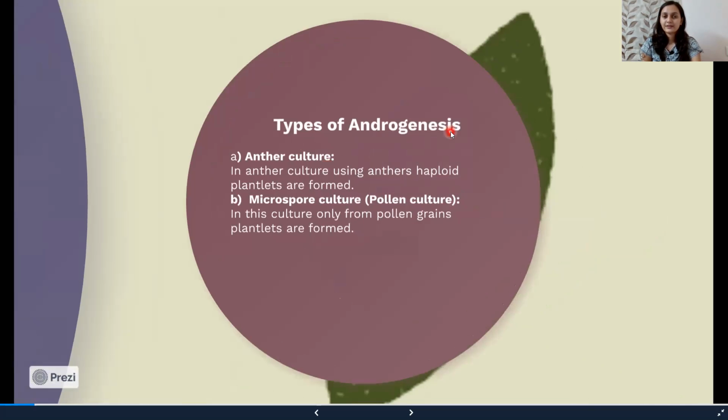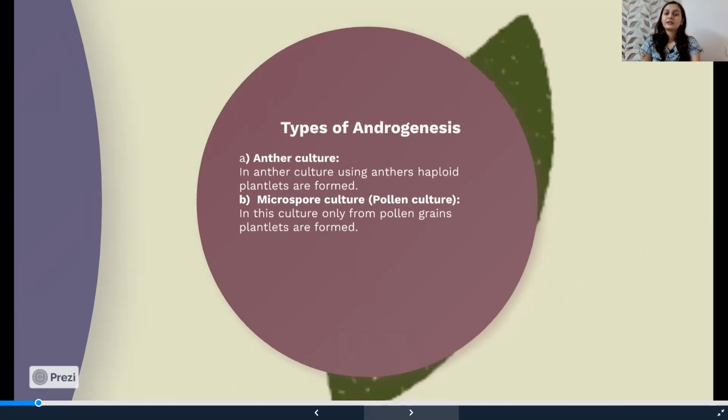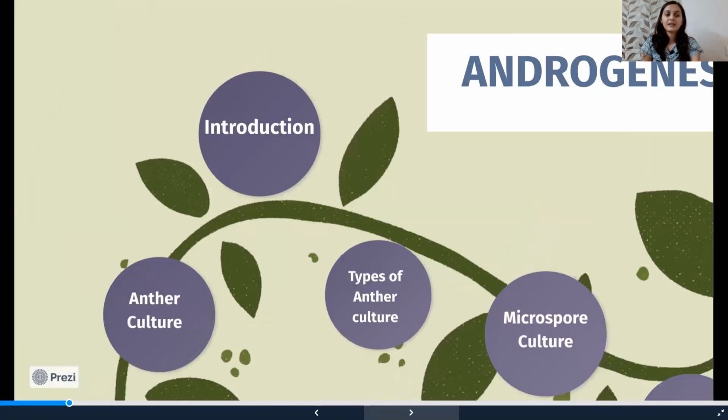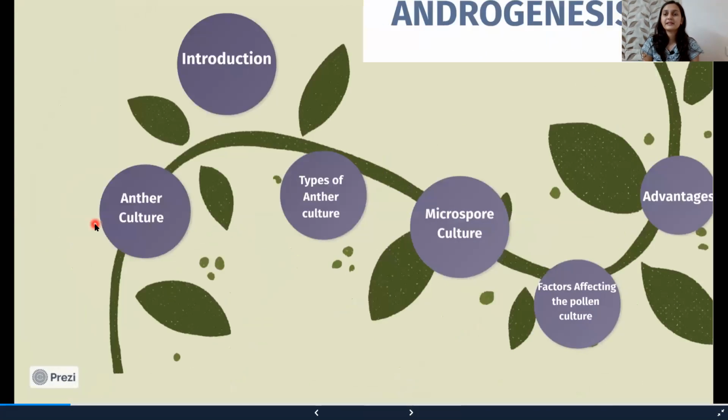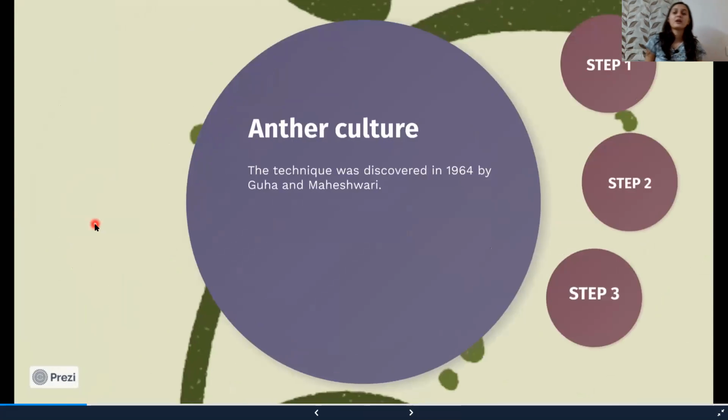Types of androgenesis. As discussed, if we take anthers in the culture media for culturing, then it is called anther culture. And if we take microspores, or we can say pollen grains, onto a culture media, then it is called microspore or pollen culture. Now, first we will discuss anther culture.